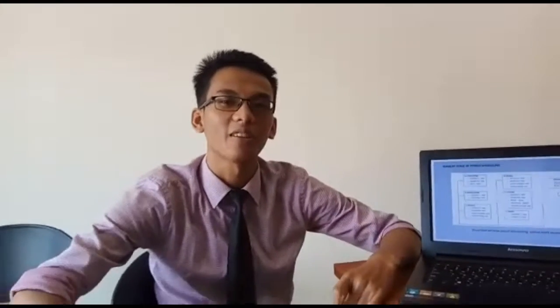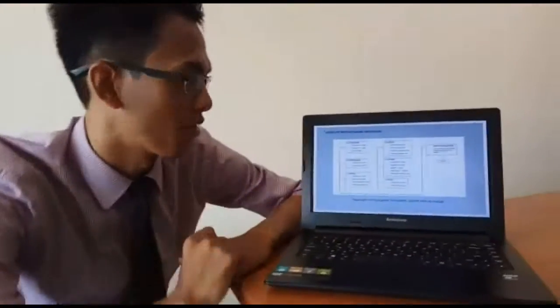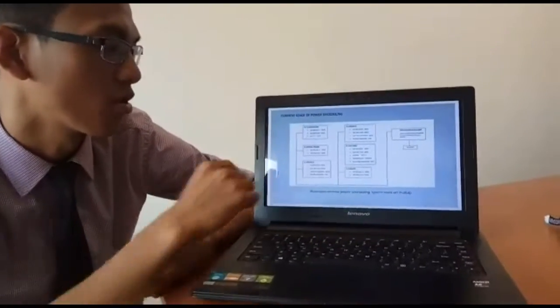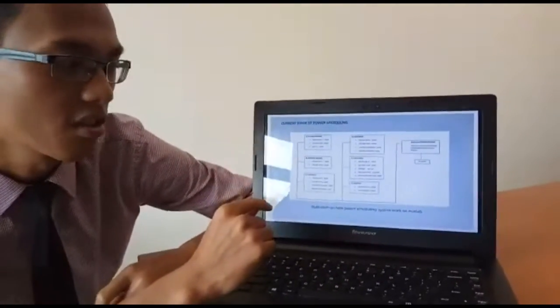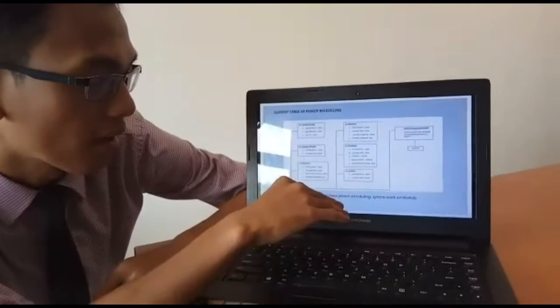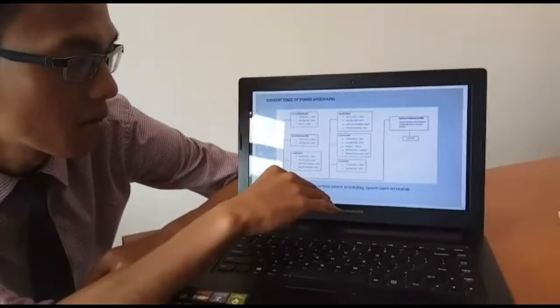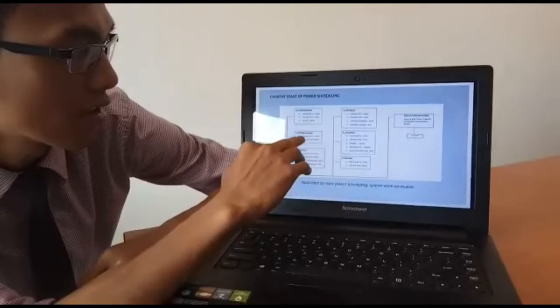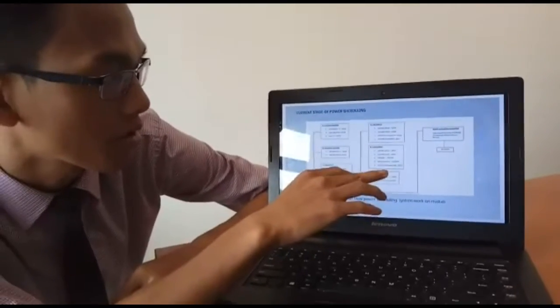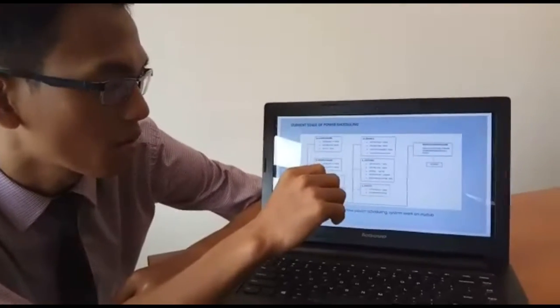Bismillahirrahmanirrahim. My name is Redza bin Abdul Halim and I'm going to continue with the current stage of power scheduling. For our group, we managed to illustrate how the power scheduling system will work on MATLAB. The system that we designed has 6 types of buses and 1 main system. And how will the system work?